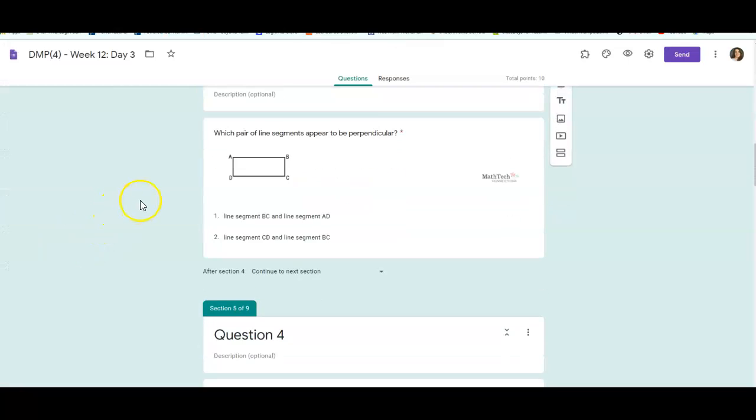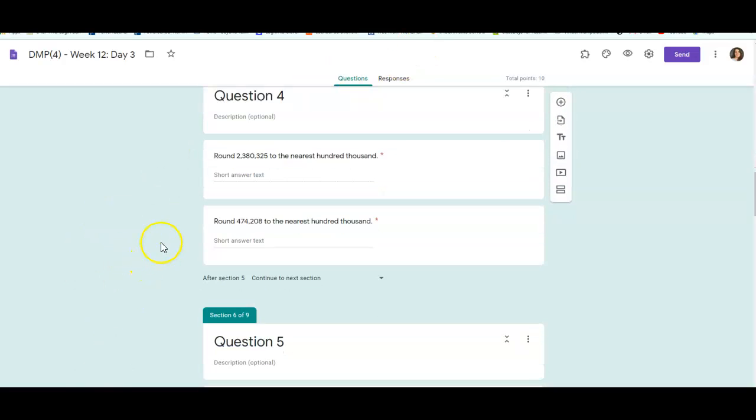Question number 3. Which pair of line segments appear to be perpendicular? Remember, perpendicular are up and down. So perpendicular would be like something. That's the symbol that goes with perpendicular. So is it line segment BC and line segment AD? Or is it line segment CD with line segment BC?